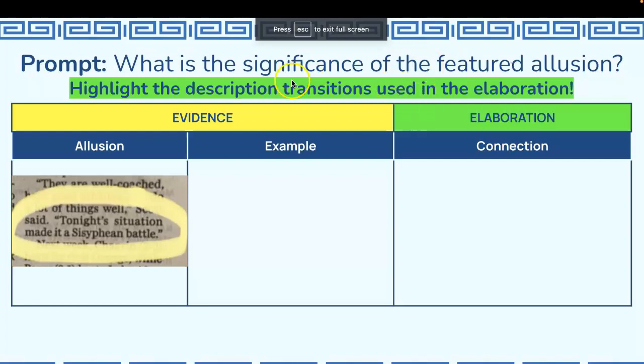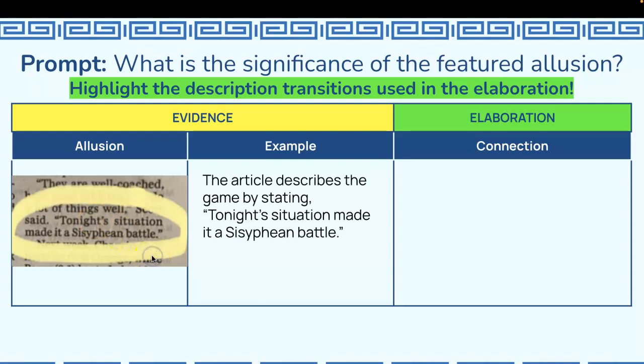So we're using this illustration strategy to help us with descriptive writing as we describe the significance of allusions as we read them. So the first one is, tonight's situation made it a Sisyphean battle. That's the allusion. It was found in an article, and it's talking about a football game. So if I was going to give my evidence to explain it, I'd say the article describes the game by stating, tonight's situation made it a Sisyphean battle.